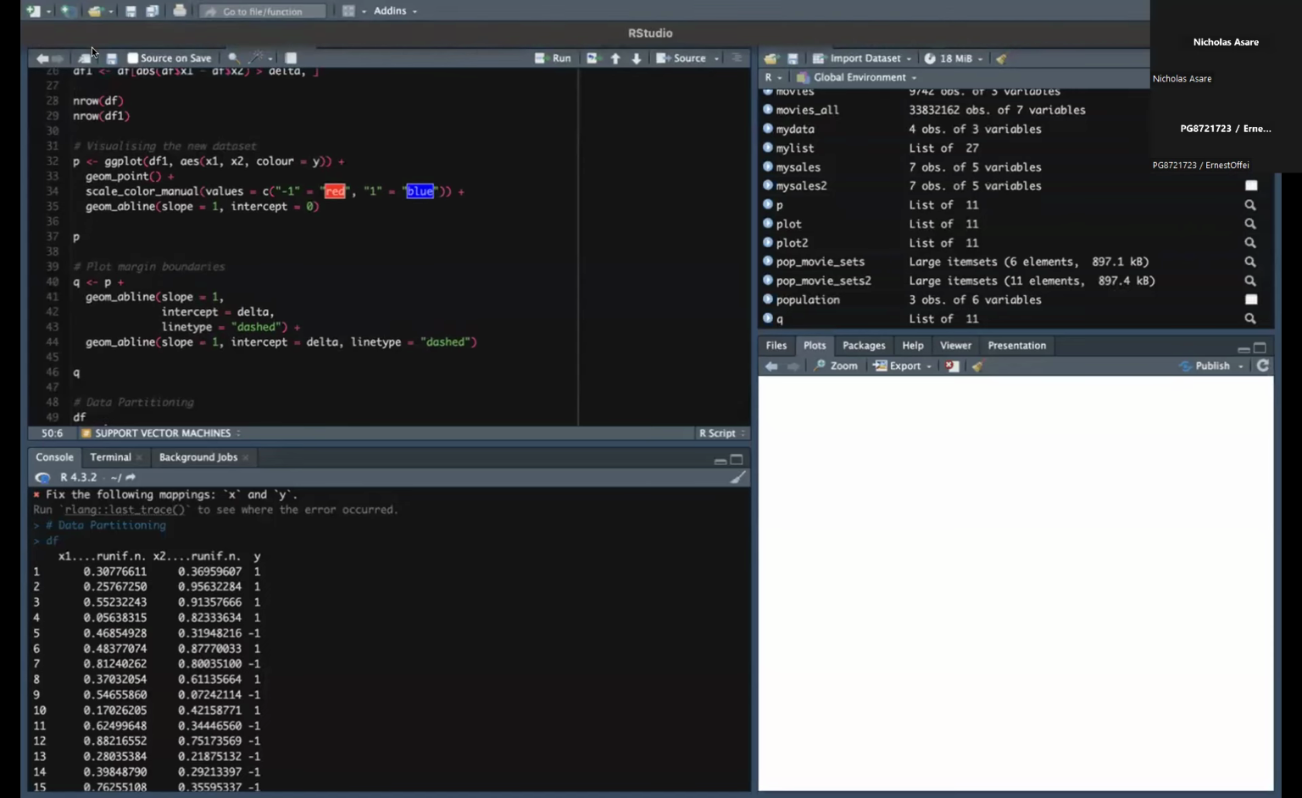Okay, all right, so let's see. The second delta is supposed to be minus delta, not equal to delta. The second delta should be minus, is negative. That is the one that goes below.